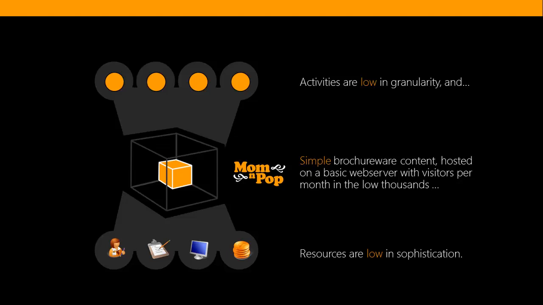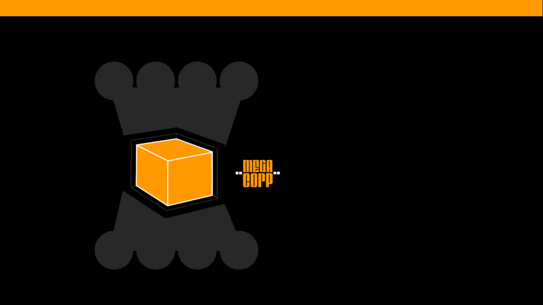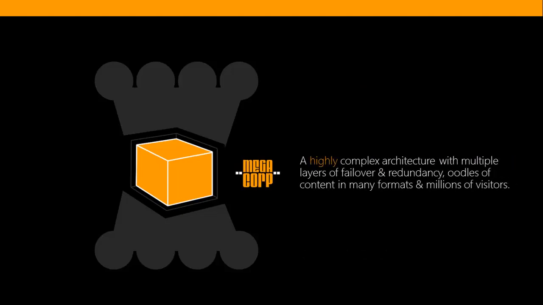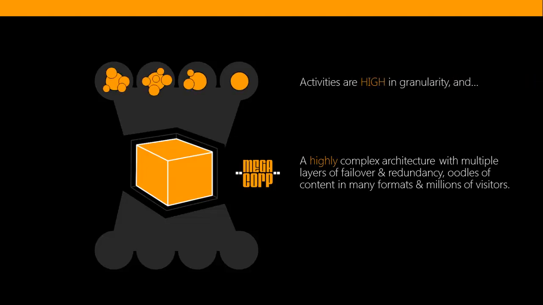Now let's jump to the far end of the spectrum and contrast Mom and Pop with its opposite number, Megacorp. A measure of Megacorp's online presence reveals a highly complex architecture with multiple layers of failover and redundancy, oodles of content on many platforms, millions of visitors, and all engaging in commentary and other sharing. The administrative load in this operation cannot be understated. We can rightly predict that each of its 4 governance activities will be highly granular, with almost all subtasks emerging as distinct disciplines requiring sophisticated individual support.